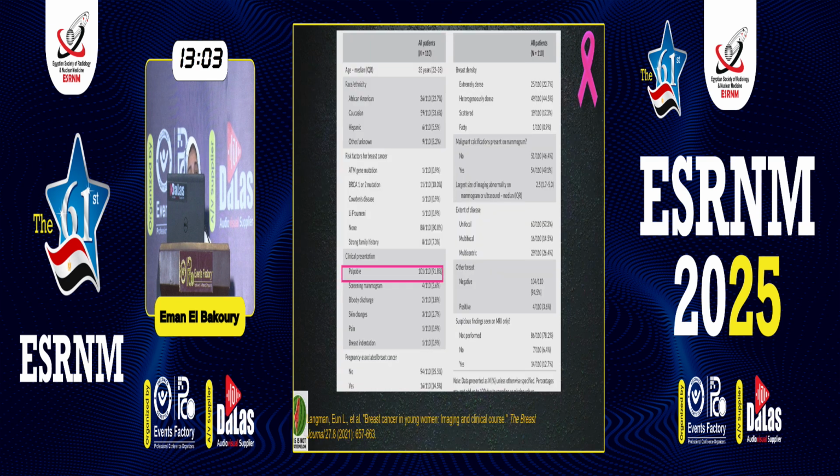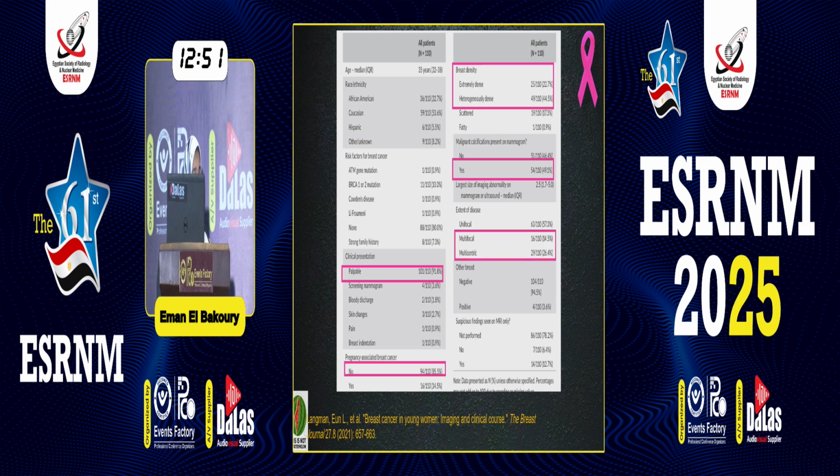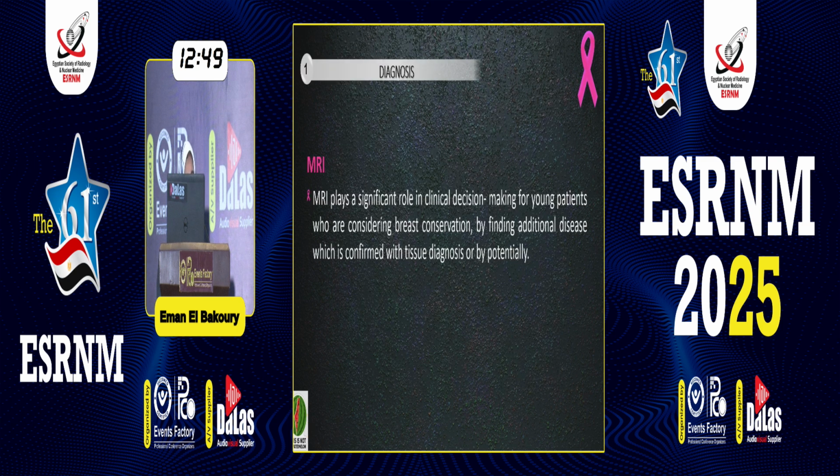So the breast cancer of the young is usually palpable and mostly not related to pregnancy, and yes, there is a dense breast. However, more than half of the patients show calcification, and 40% show multifocality and multicentricity.